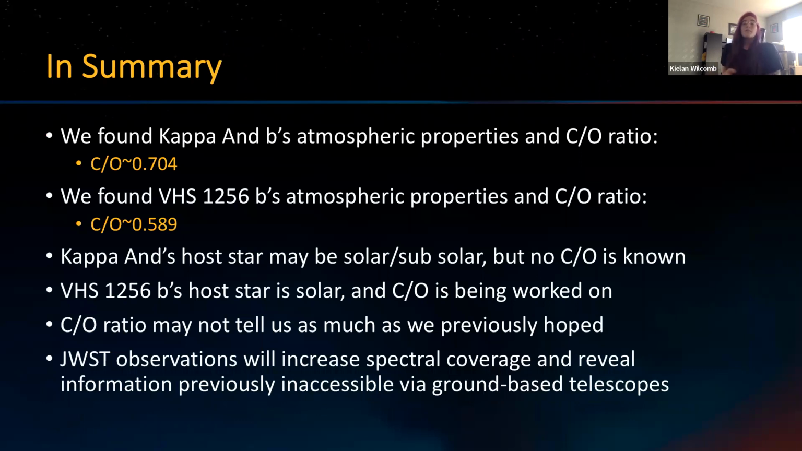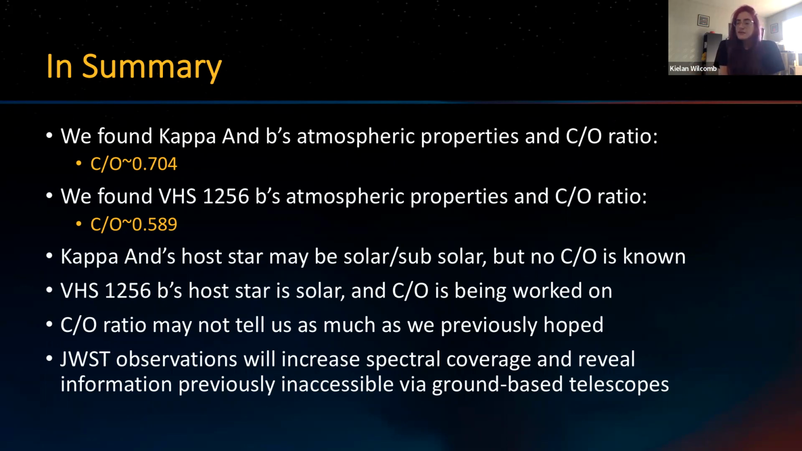But that being said, more work needs to be done to understand giant planet formation. In summary, we found that kappa And b has a C to O ratio of 0.704. We found VHS 1256b to have a C to O ratio of 0.589, or about solar. Kappa And b's host star may be solar, but no C to O ratio is known. VHS 1256b's host star is solar, but no C to O ratio is known.